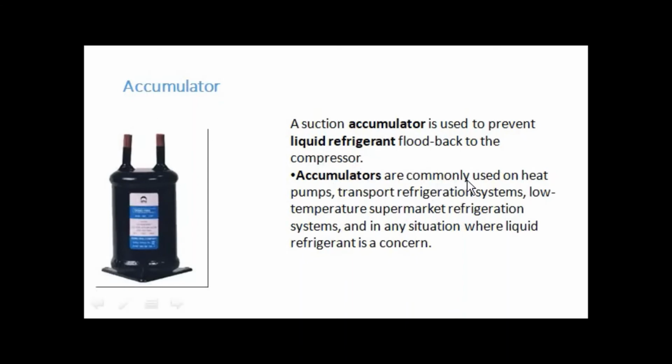Accumulators are commonly used on heat pumps, transport refrigeration systems, low temperature supermarket refrigeration systems, and in any situation where liquid refrigerant is a concern. This is where you use an accumulator.